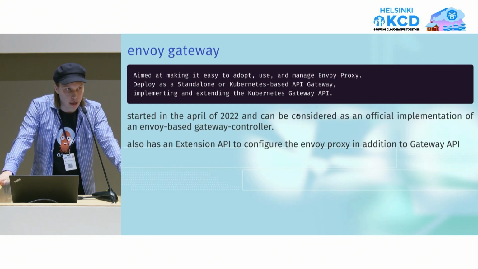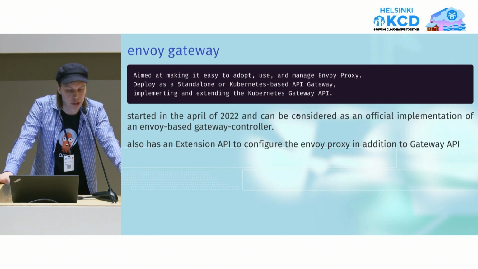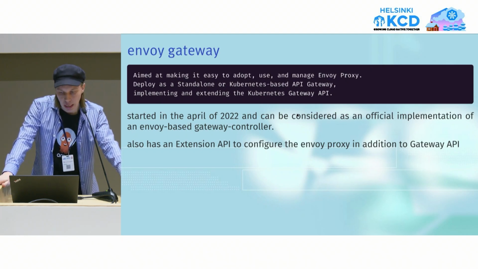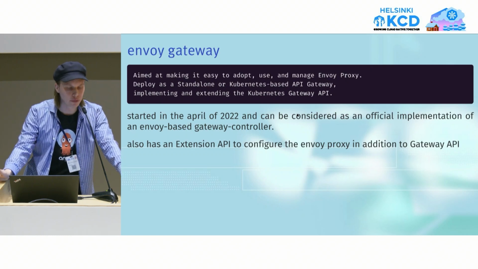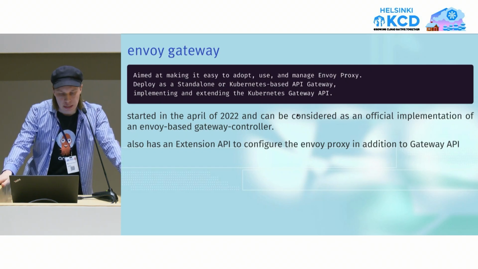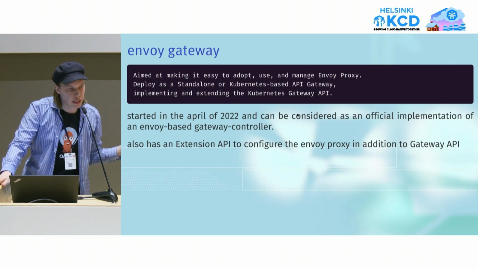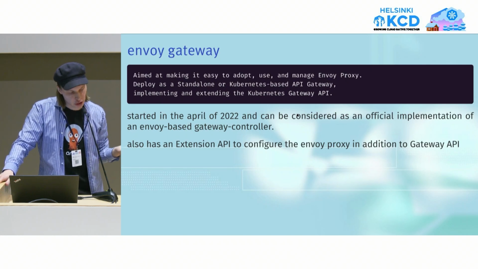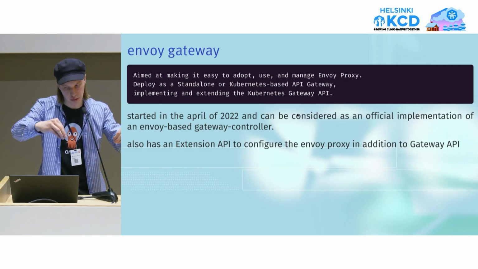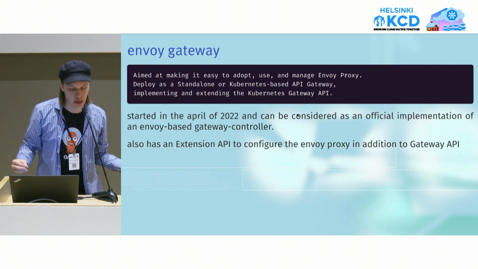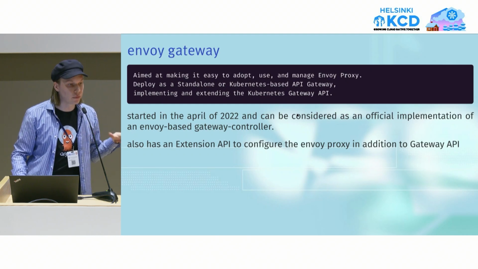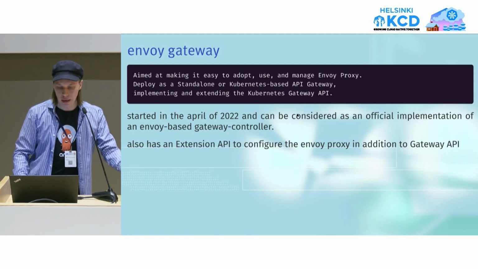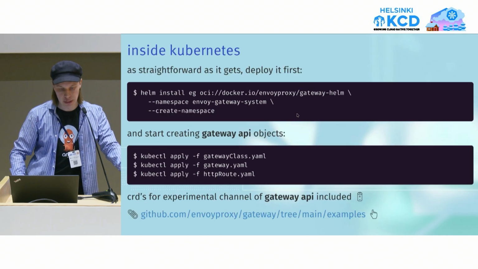And now Envoy Gateway, the main focus of this presentation. It started somewhere in 2022, and it can be considered an official implementation of Gateway API on the Envoy-based Gateway controller. It not only supports the Gateway API, it also provides an extension API to configure Envoy proxy in addition to Gateway API. Because Envoy proxy is really powerful and has a lot of features, and Gateway API can't cover all of them. So there is also a separate extension for this.